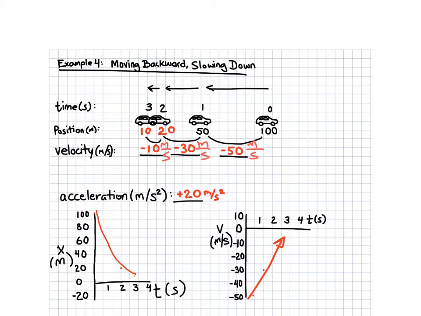How much is it changing by each second? If it goes negative 50, negative 30, negative 10, what's the acceleration? How much? Give me a number. All right, I'm going to pause it here. We got this really weird effect here. You've got this positive 20 acceleration because of the way these numbers work. Moving backward, slowing down means positive acceleration.